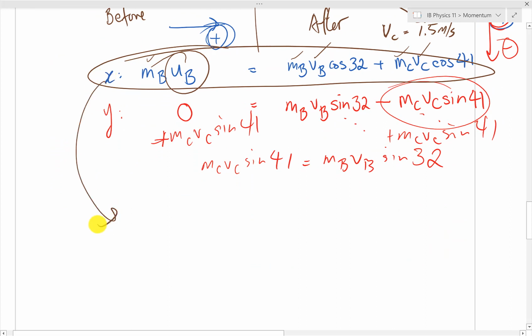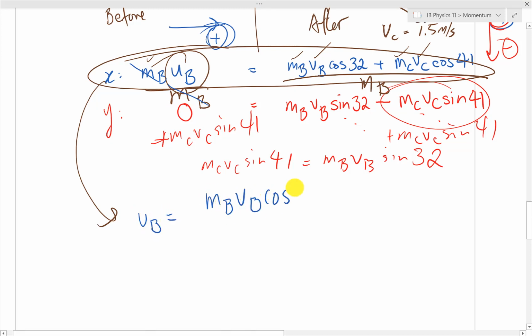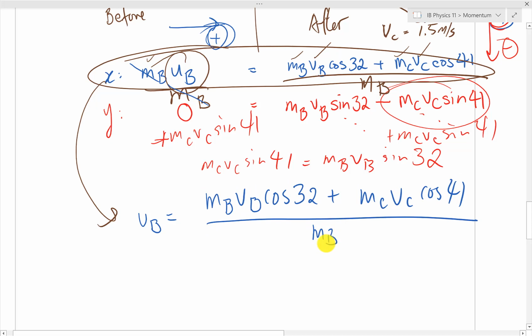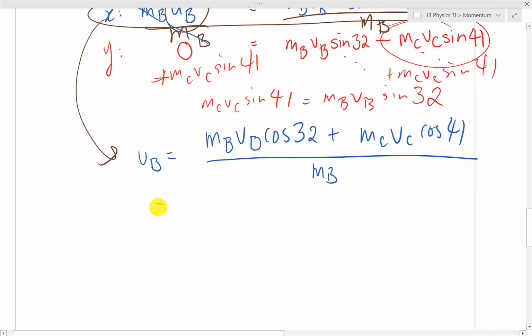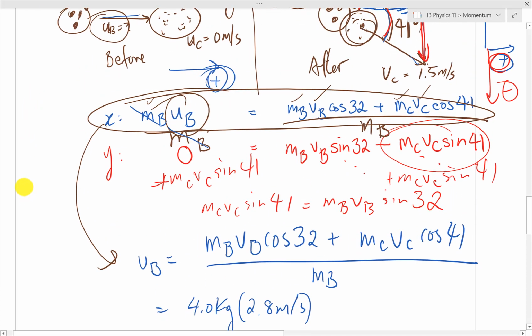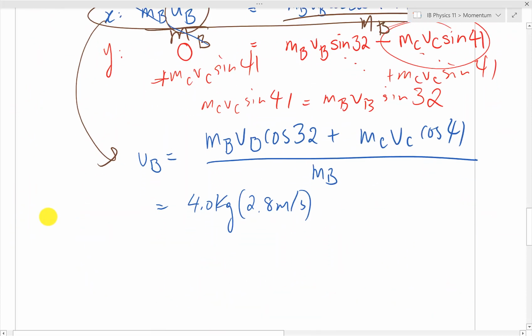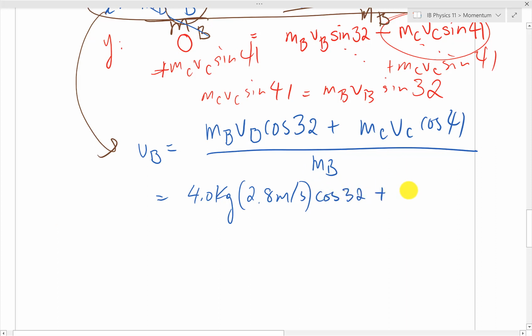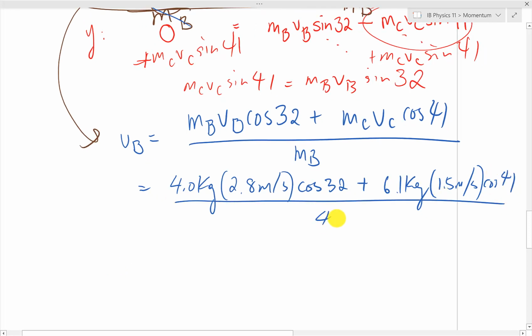We solve for UB by dividing both sides of the equation by MB, mass of the bowling ball. Mass of the bowling ball here cancels. We get UB is equal to MBVB cosine 32 plus MCVC cosine 41 all over MB. Now putting in all our numbers, mass of the bowling ball was 4 kilograms, and its final velocity was 28 meters per second. The mass of the cantaloupe was 6.1 kilograms. Its final velocity is 1.5 meters per second. And then the rest is just stuff we know.